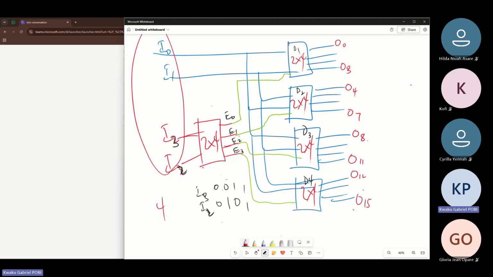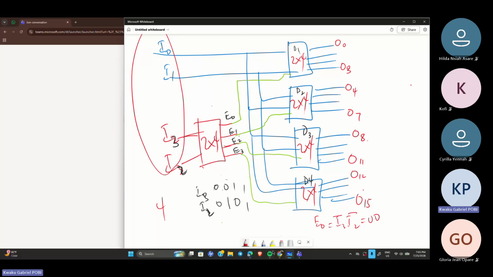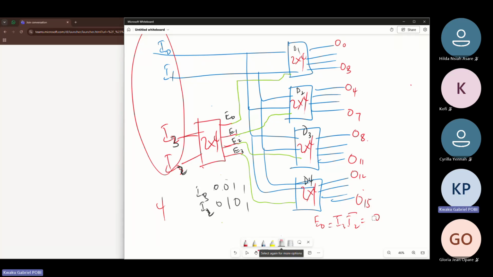Like this. So when E0 is activated, which is I3 bar, I2 bar, or 0, 0 for these two signals, then that one will be activated. The first decoder will be activated. So this gives us O0 all the way to O3.